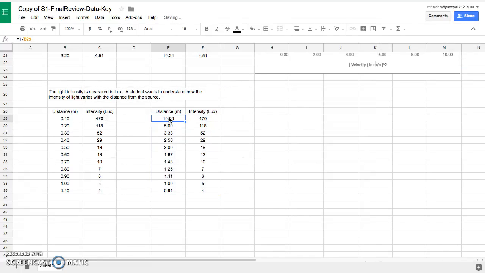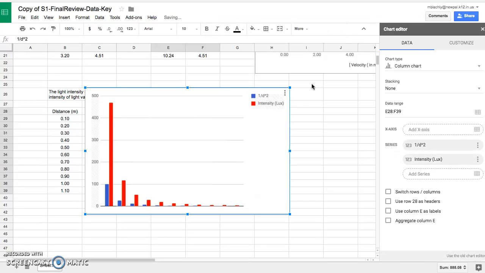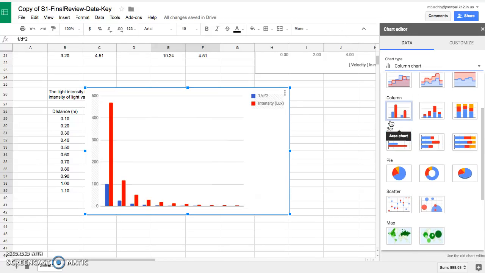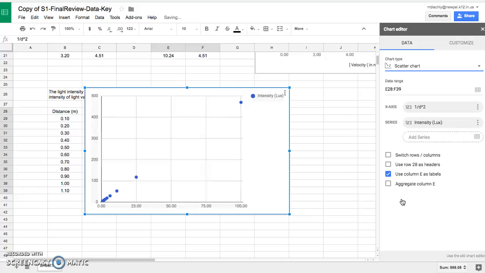So instead of taking y equals 1 over x, we're going to take 1 over x squared and graph that. On the x-axis, 1 over the distance squared. So this is 1 over d squared, and the intensity. And when I graph that, we'll see if that straightens it out. So we go to scatter plot, and it does look like a straight line.